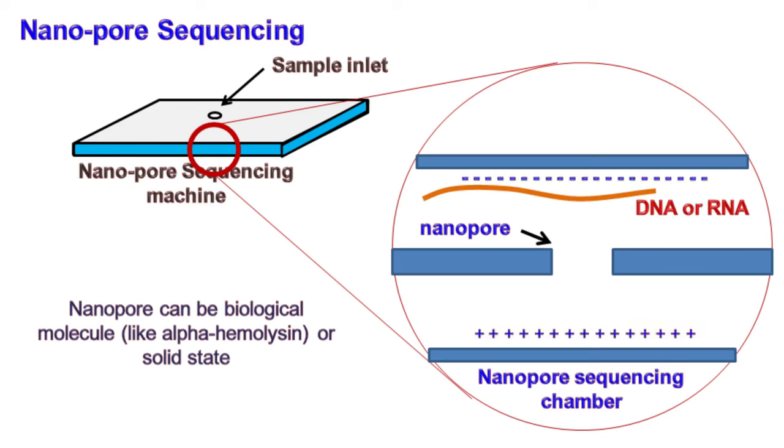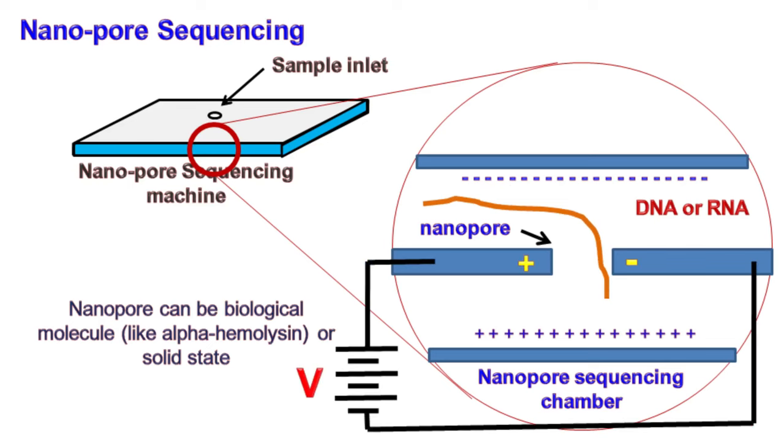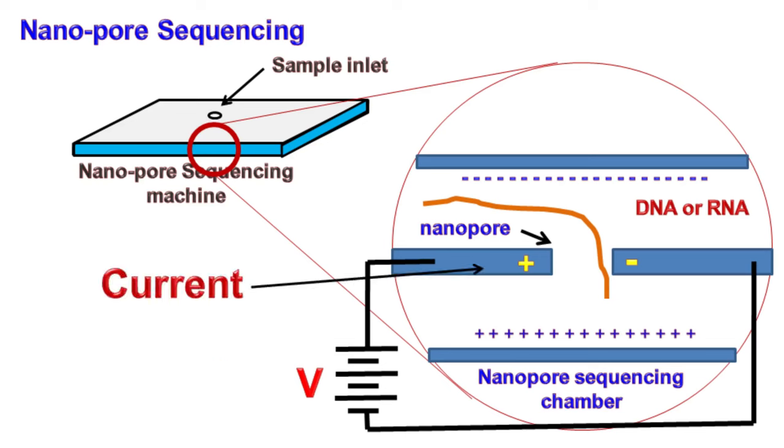When an electric field is applied, the DNA or RNA starts moving to the other side of the chamber through the pore. During this process, a small voltage is applied across the pore. This voltage in turn gives rise to current, which can easily be measured.